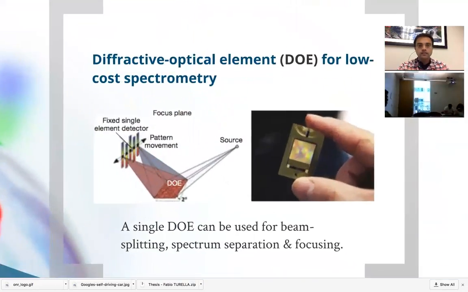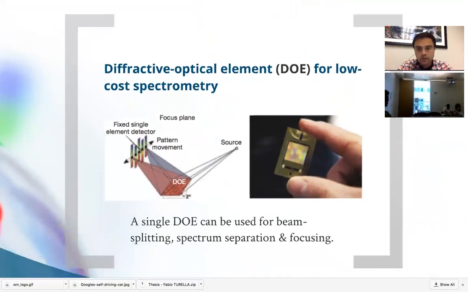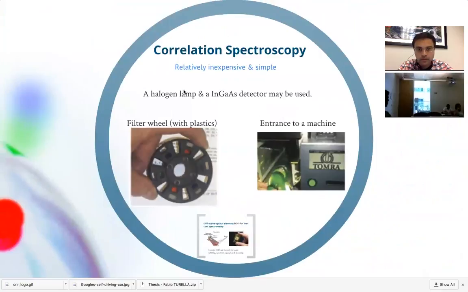One of the very interesting innovations that happened in this field is described here. It's the use of a diffractive optical element for low-cost spectrometry. If you look at what happens here, you need to have this big halogen lamp, and you need to have this indium gallium arsenide detector, and you need to have something mechanical that's spinning. This filter wheel is rotating mechanically. So of course you can imagine that's slow, and that affects the speed.